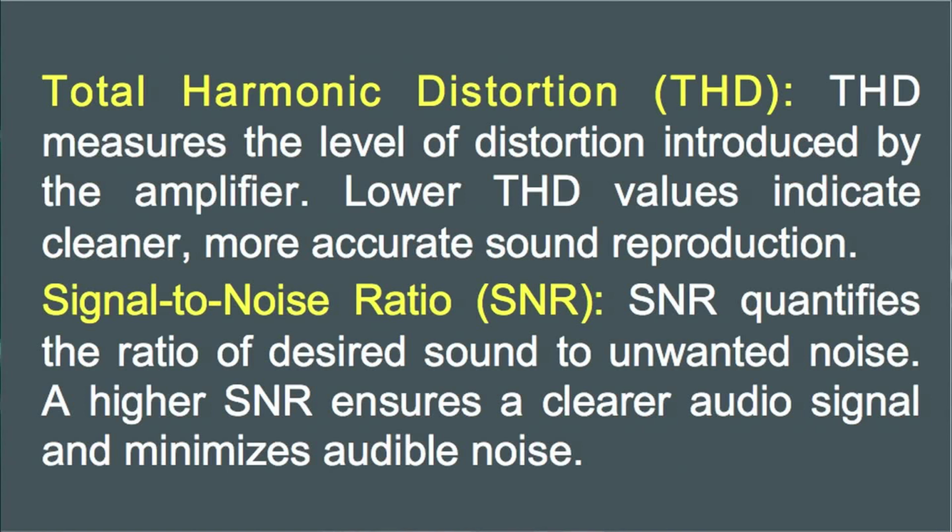And total harmonic distortion measures the level of distortion introduced by the amplifier. Lower THD values indicate cleaner, more accurate sound reproduction. And the final one, which is also very important, is signal to noise ratio. SNR quantifies the ratio of desired sound to unwanted noise. A higher SNR ensures a clearer audio signal and minimizes audible noise.